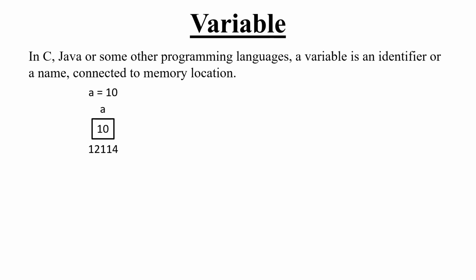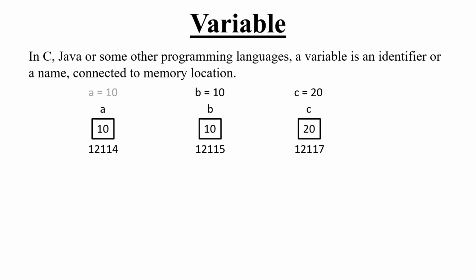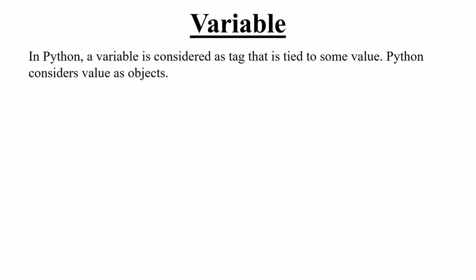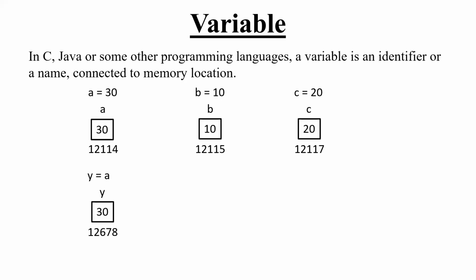To fetch that value, we name the memory with variables, which are also called identifiers. B, again you can see the memory in this format. C, again you can see the C value is 20, like that. Now the A value is 30. Now we can update it like this. Again, the Y value. So we are assigning the A value. The A value is 30 like this.